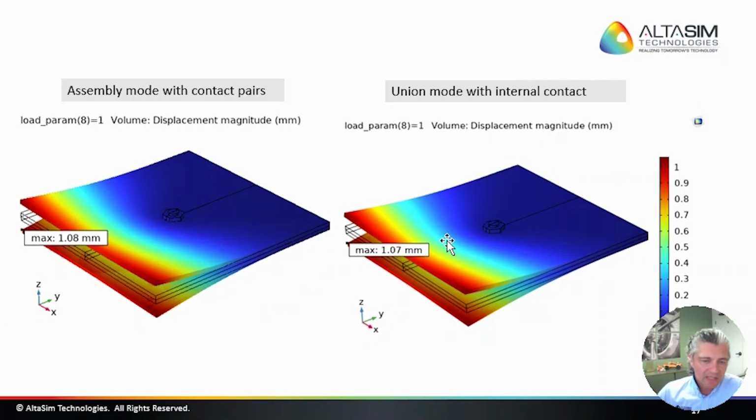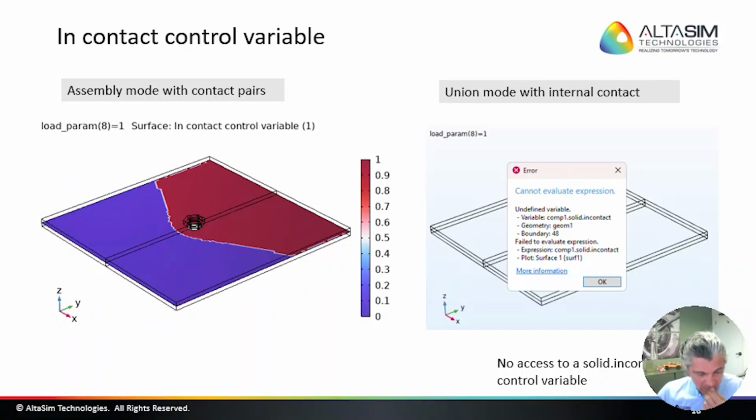Now we can run the same analysis. So on the left was assembly mode with contact pairs, which was the traditional way. And we wanted to test out the new interior contact feature to make sure we got the same solution. And we do within 1% of the displacement, peak displacement prediction. We also get a test here for the in-contact control variable. So in magenta, with the standard technique, you can track which portion of the surface is in contact. This is the contact between the 2 steel plates.